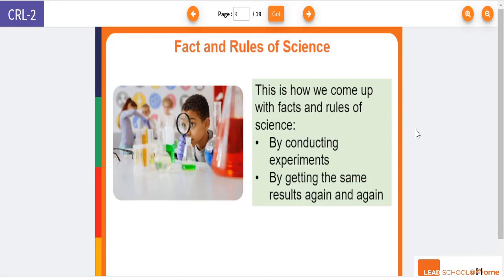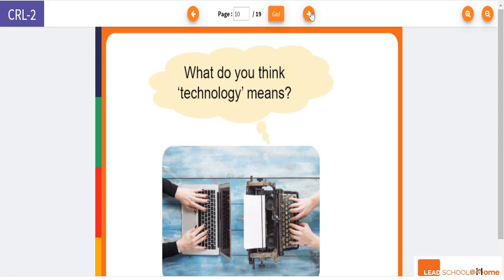That is why we say that we come up with facts and rules of science by conducting experiments and by getting the same results again and again. What do you think technology means? We talked about science. Now, what do you think technology means?